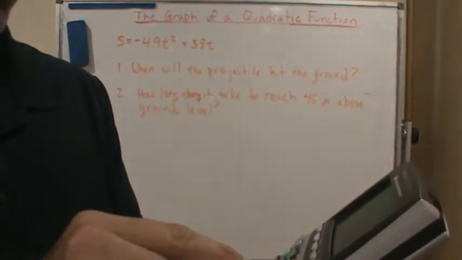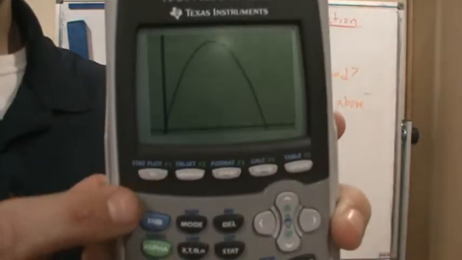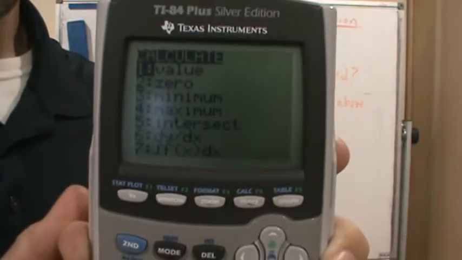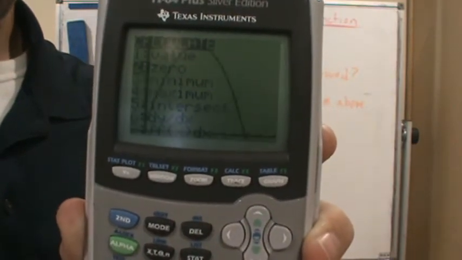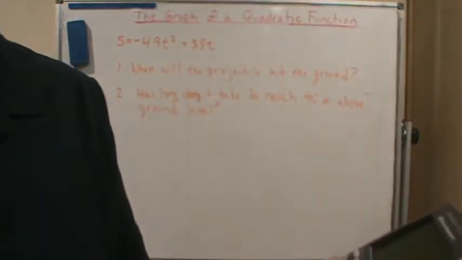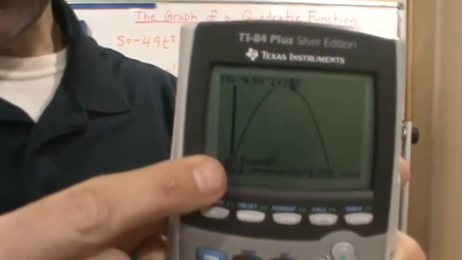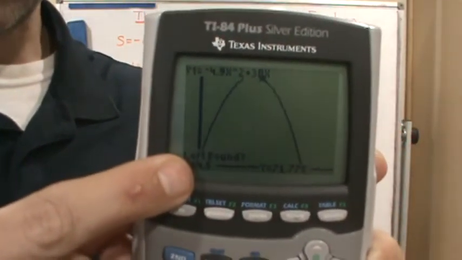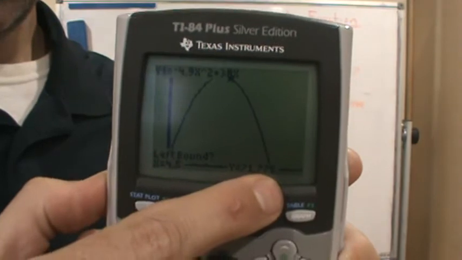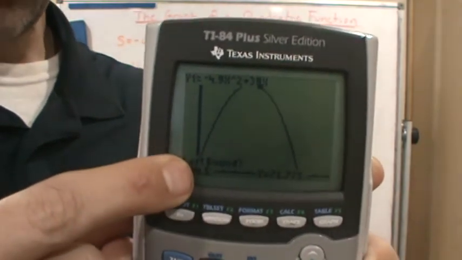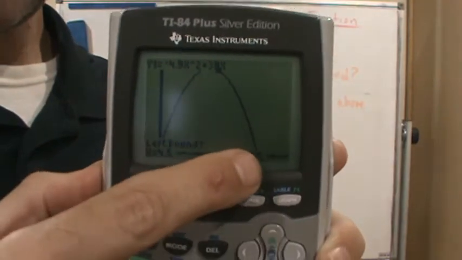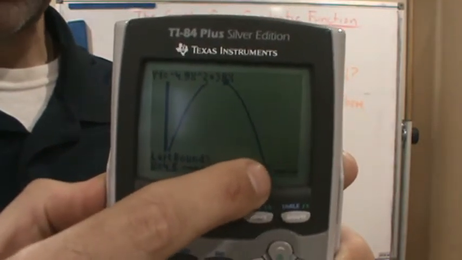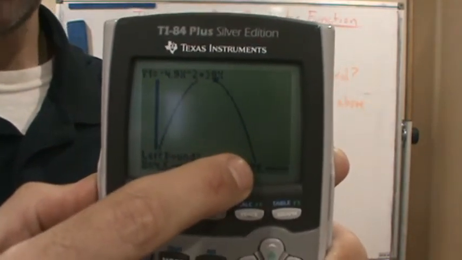So let's do that. Let's go to second calc, and let's go to zero. Now I don't want this zero, we know it starts at ground level. I want this zero, because it's being launched from the ground. So it's going to stay up in the air and hit the ground over here. So I want to know what that x value is here, this t value, time.